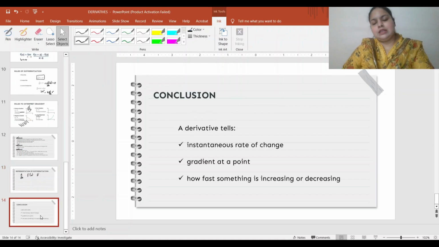Okay, so let's come on to our conclusion part. What is the derivative? The derivative tells us the instantaneous rate of change, the gradient at a point on the curve, and tells how fast something is increasing or decreasing. Just by looking at the value, you can predict whether it is increasing or decreasing.